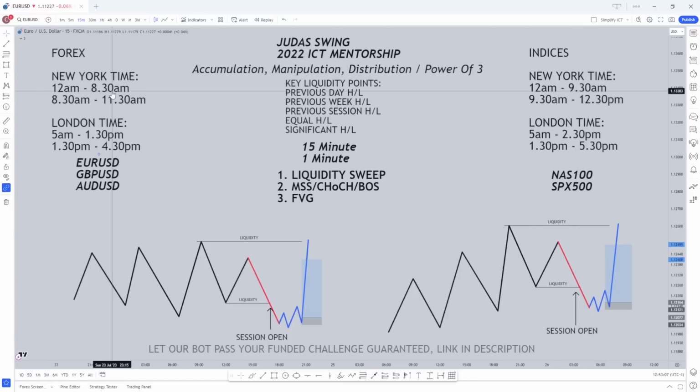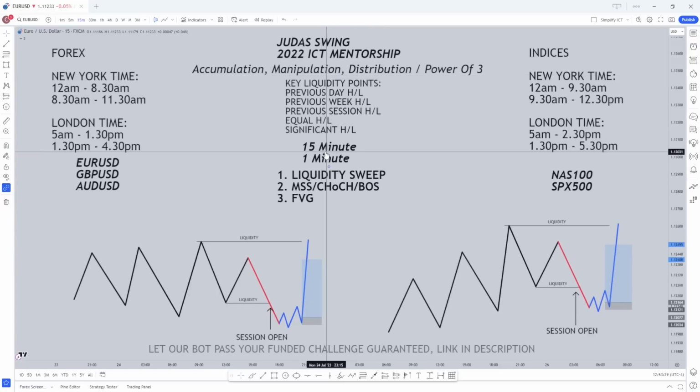The first time window is for the accumulation phase, where we're going to let liquidity be built up on either side of the market, both highs and lows. And then the second time window is where we look for the manipulation and distribution to occur. We're going to be entering after the manipulation leg has occurred, just before the distribution leg, and I'm going to show you on these examples and the live market examples also.